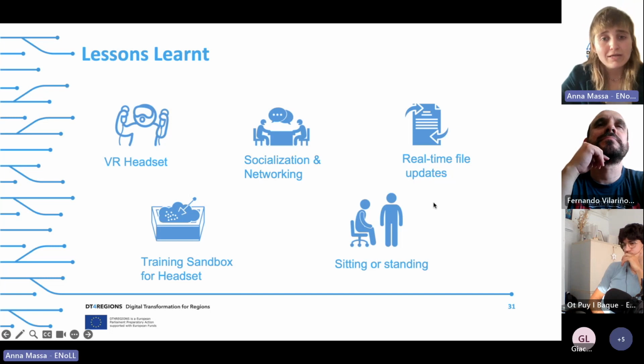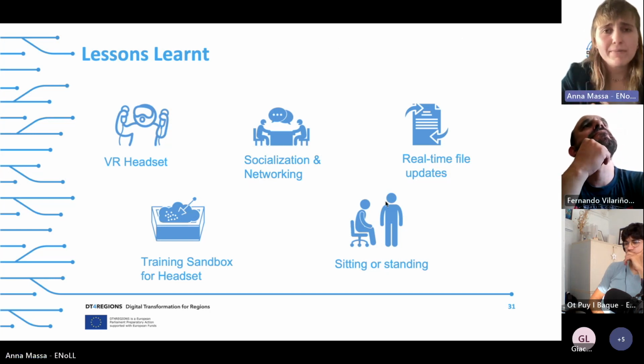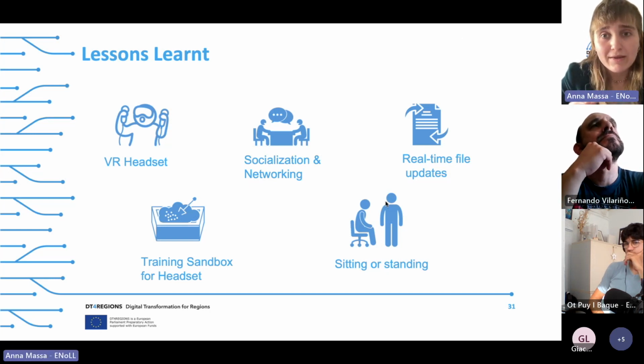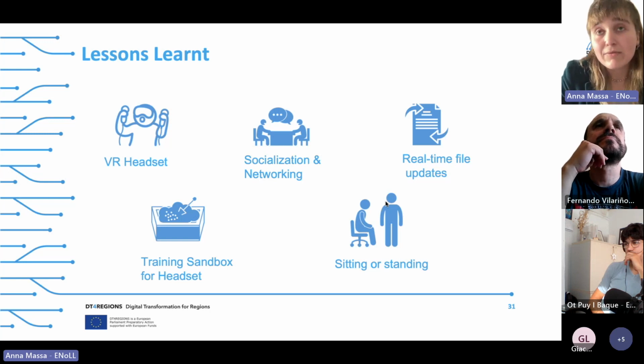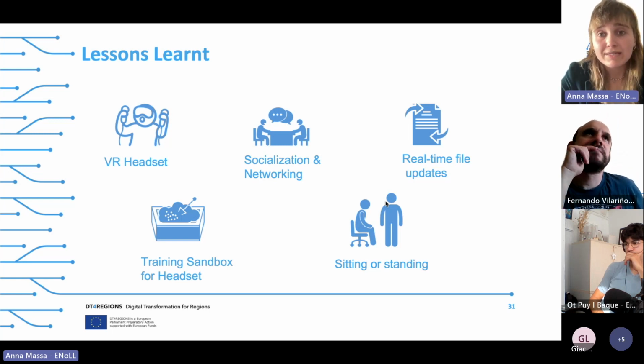Another thing to mention is real-time file updates. We saw that with our papers, we could be writing down things at the same time as other people, but then only the last thing to be written would be updated. So we need to focus on these real-time updates and how to implement this in a good manner, so that anyone can be writing things and things can be recorded, not just the last one.